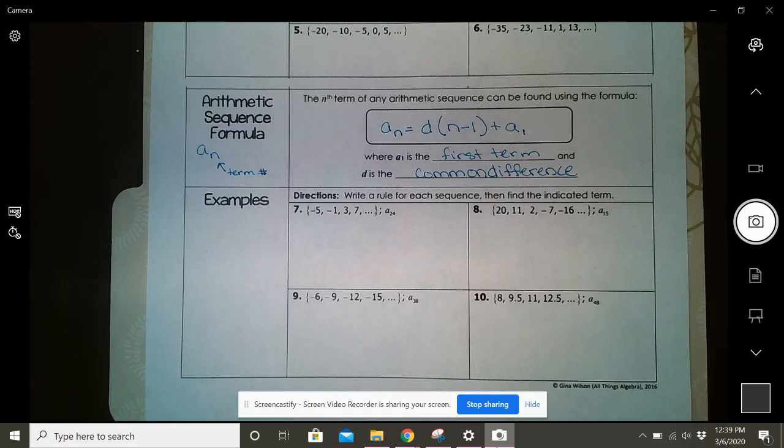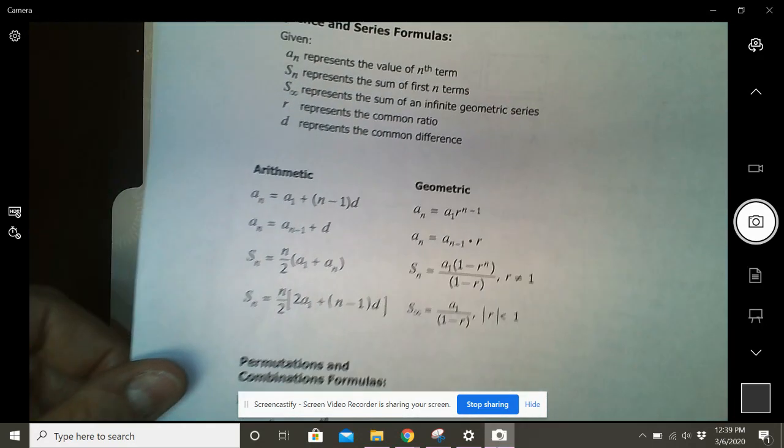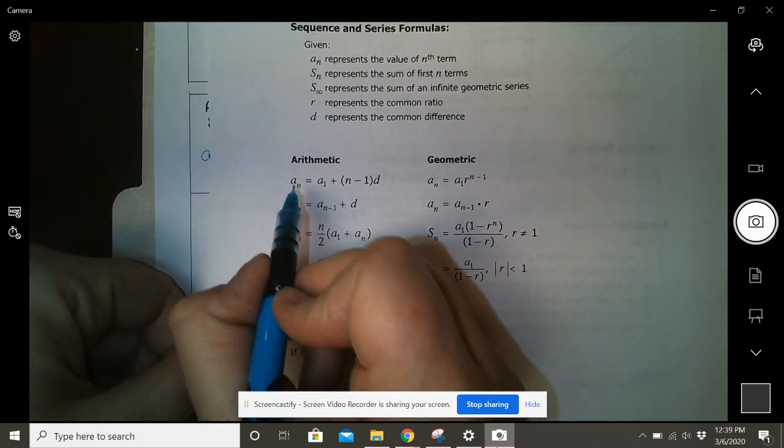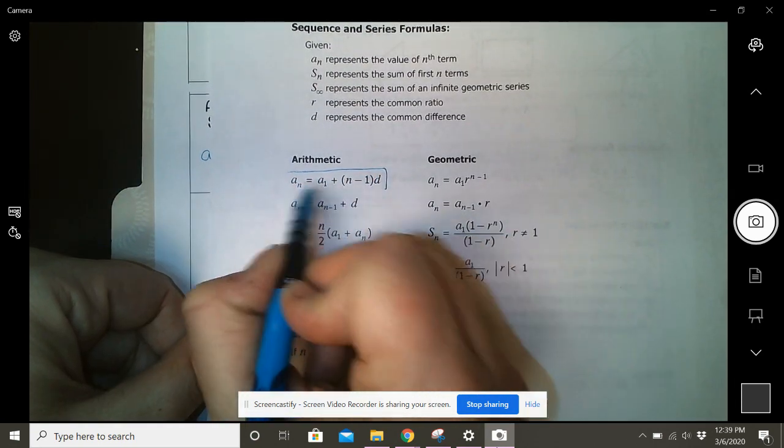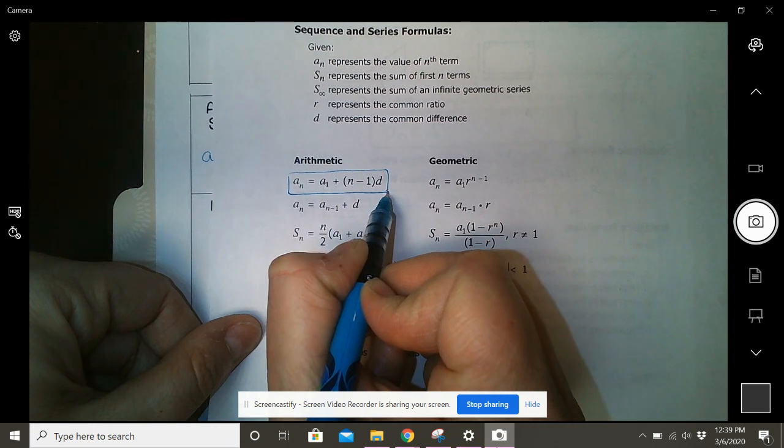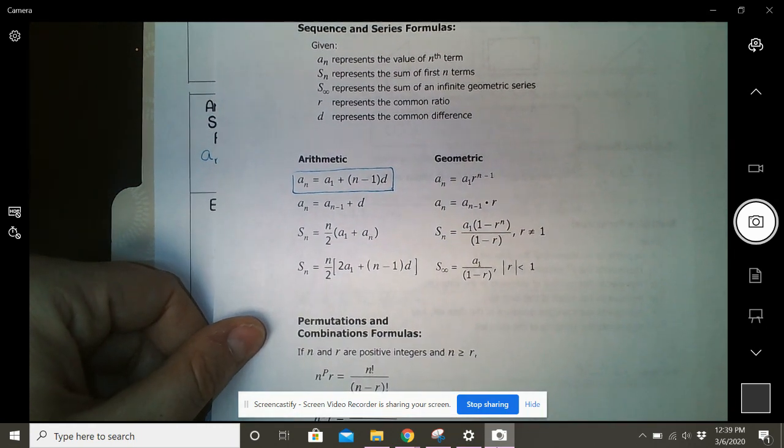Everyone, you do not have to memorize that for the SOL test. It is right here on the SOL formula sheet. But we do need to understand it. So let's take a look.